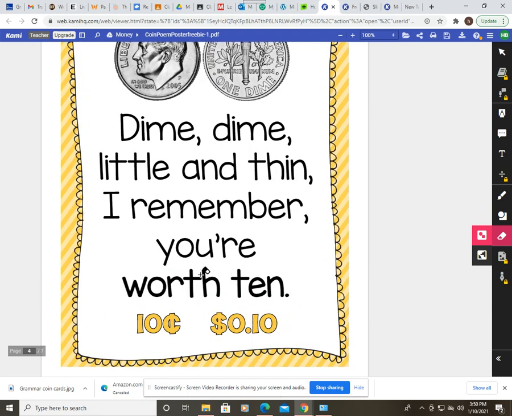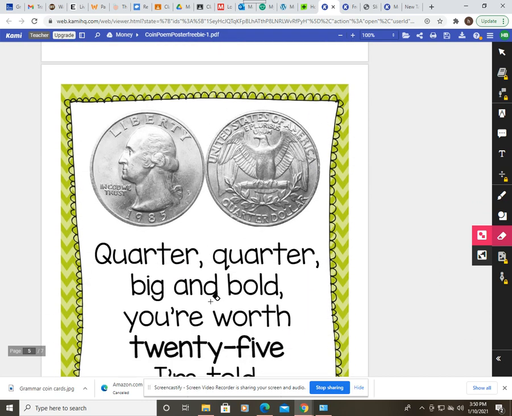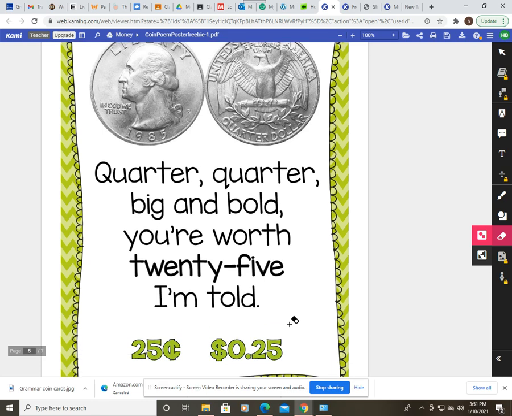So we know our dime is worth 10 and it's smaller and thin, okay? And then we have our quarter. Quarter, big and bold, you're worth 25, I'm told. And here are the two ways that you will see 25 cents written. So this little C with a slash over it, or if we want to use the dollar sign for one whole dollar, we don't have any dollars here, just 125 cents they're showing us.